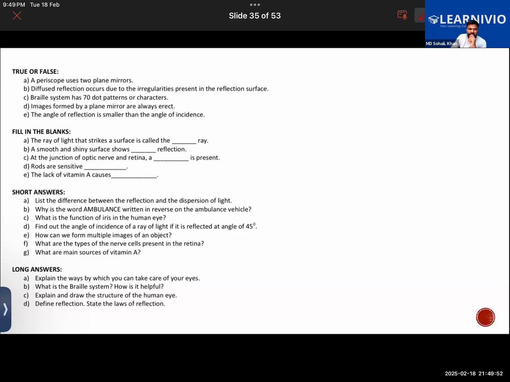By the way, when is your exam starting? Like the Science paper, particularly, the week after this week. Okay, that's on 13th of March, I guess. Science paper, yeah. 13th of March.